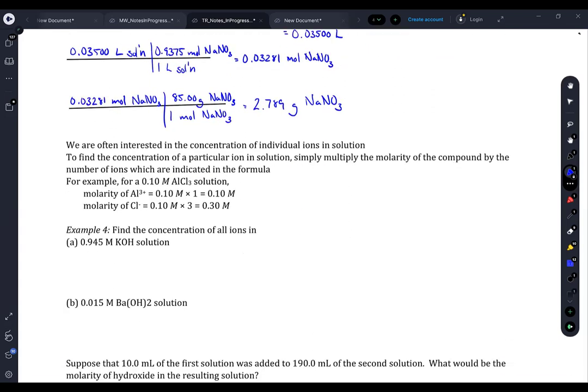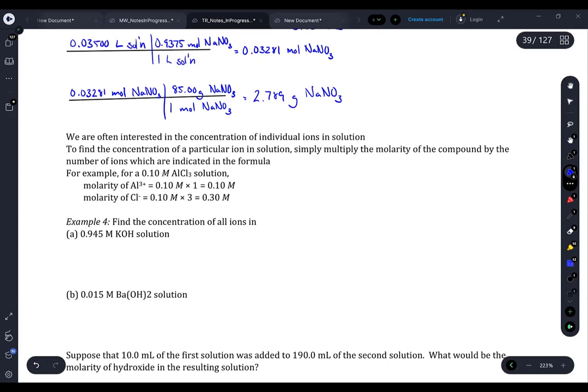Now, sometimes you're not going to be interested in the ionic compound because the ionic compound isn't really what's in there, right? There isn't really sodium nitrate in the solution. It's really what? It's a strong electrolyte, so there's not sodium nitrate. There's sodium ions and nitrate ions, which are surrounded now by water. They mostly abandoned their partners, okay?